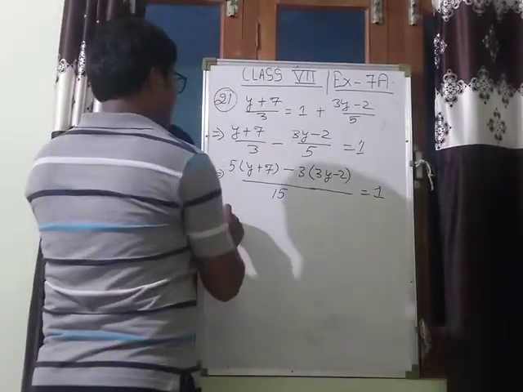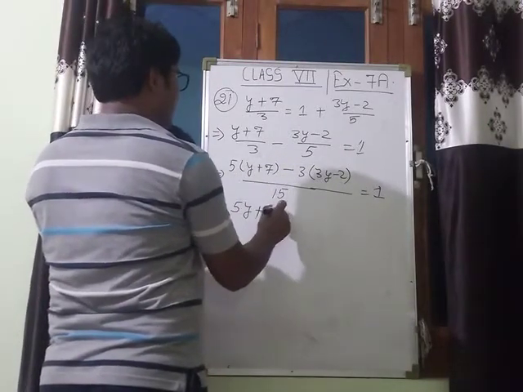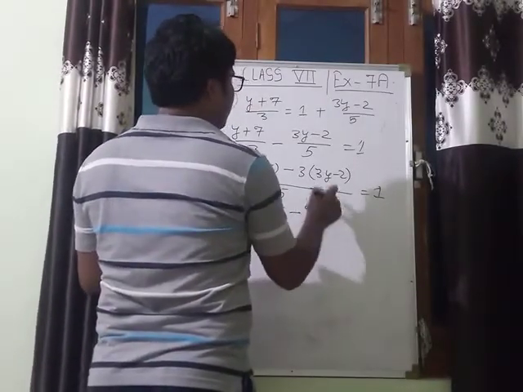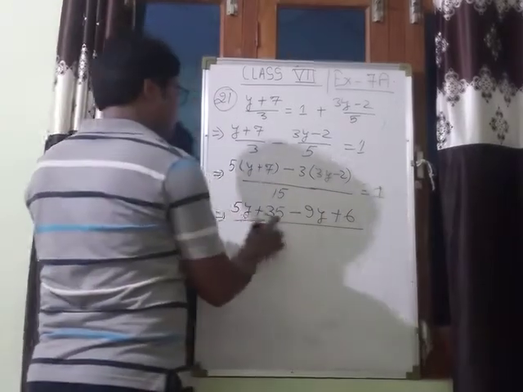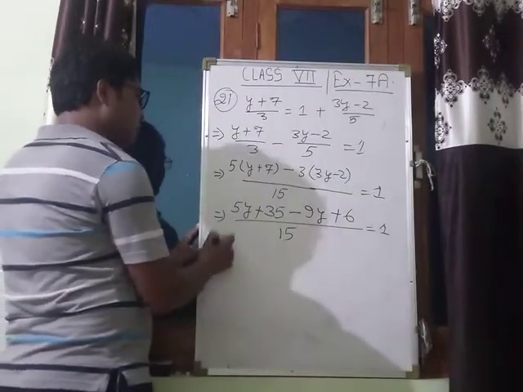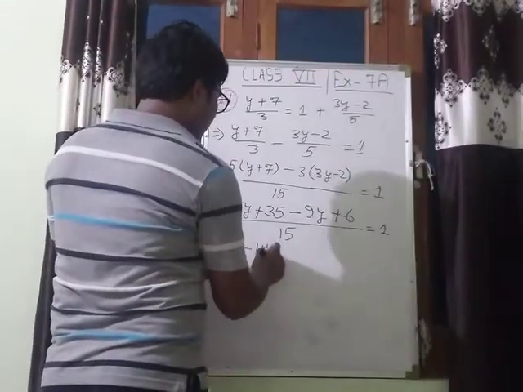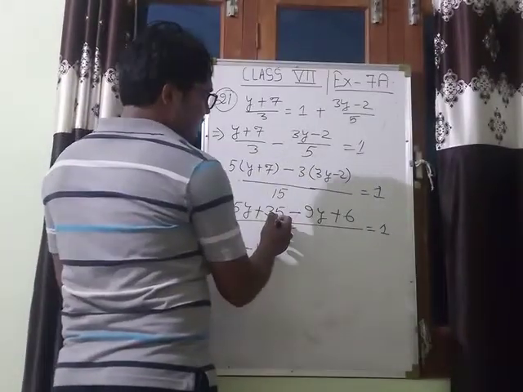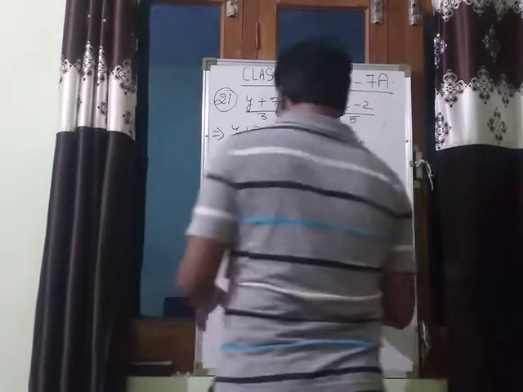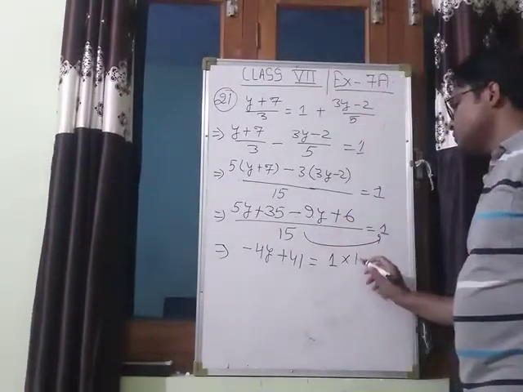Okay, so what do we have now? 5y plus 5 times 7 is 35, and open this bracket: minus 3 times 3 is 9y, minus 1 is plus, 3 times 2 is 6, upon 15, is equal to 1. Okay. Now we have 5y minus 9y, that is minus 4y, and plus 35 plus 6, that is 41, is equal to 1, and transfer the 15 to this side, 1 into 15.